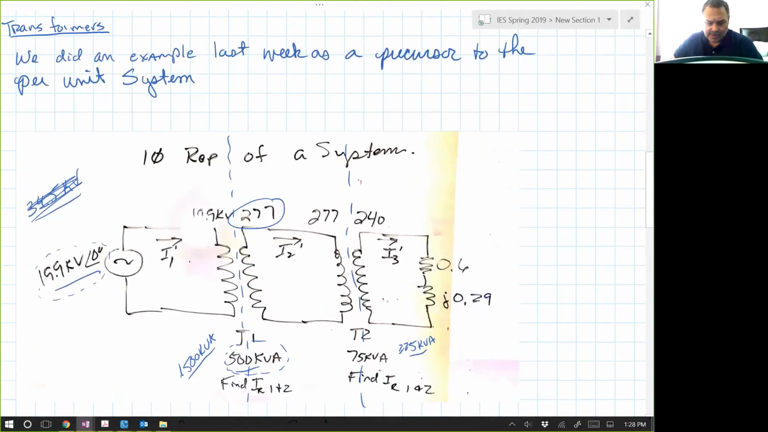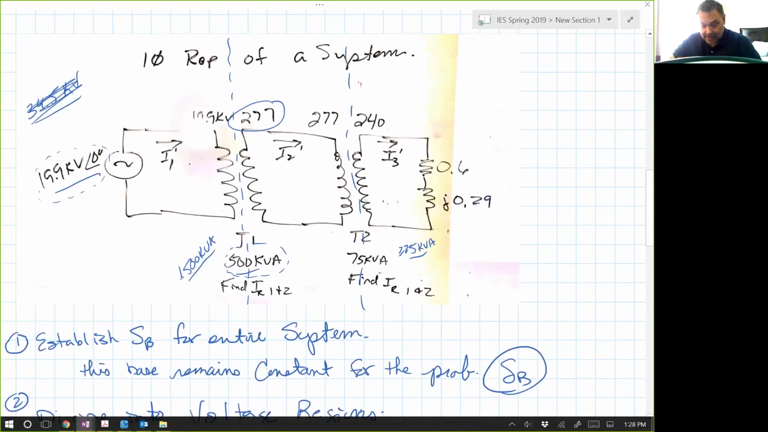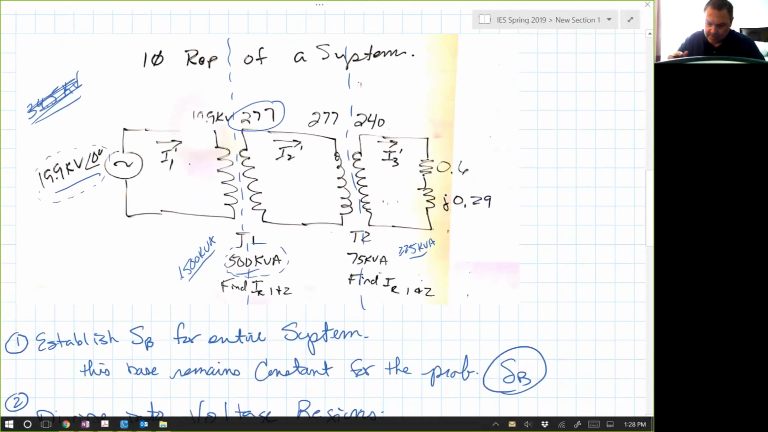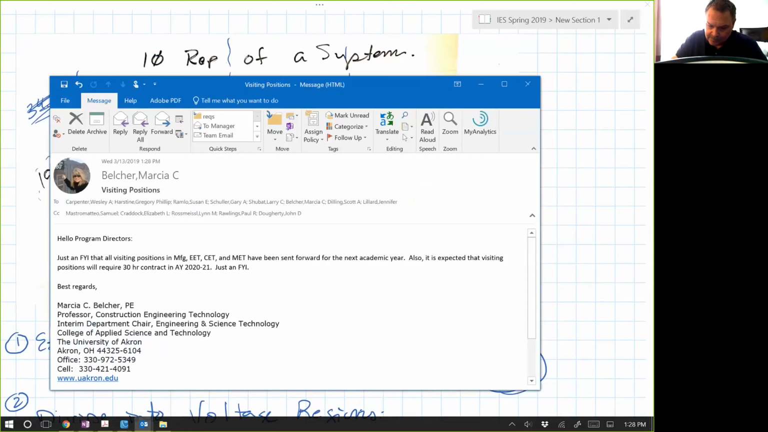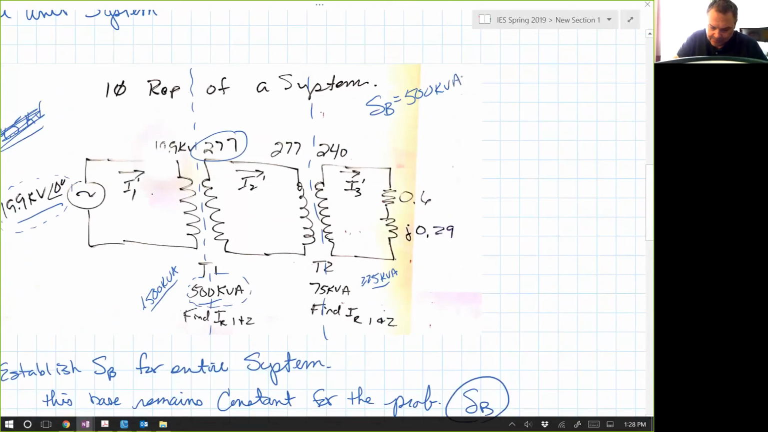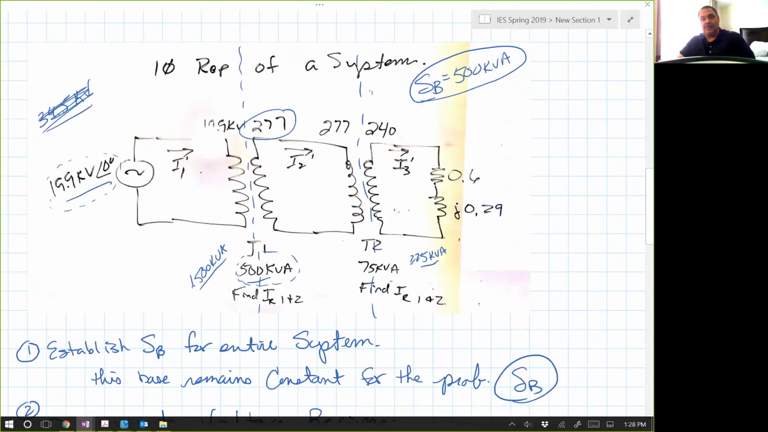And what I normally do is I take a look at the system and I choose a kVA that is usually a rating of one or more of the transformers in the system. So in this case, I would have said, and I'm going to write it up above here, S base equal to 500 kVA, and I'm going to circle it. Now, that is the VA base, S base, for the entire system.